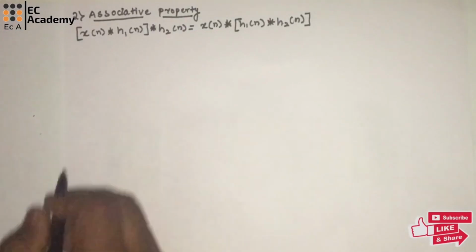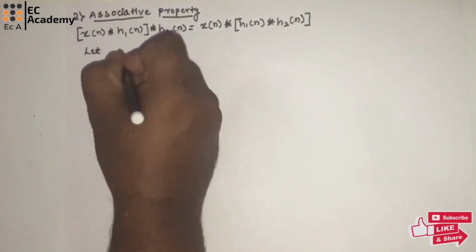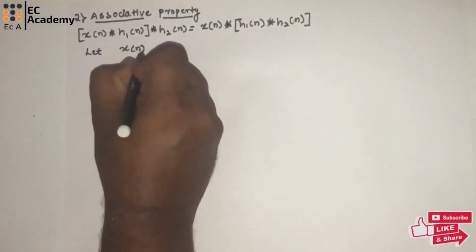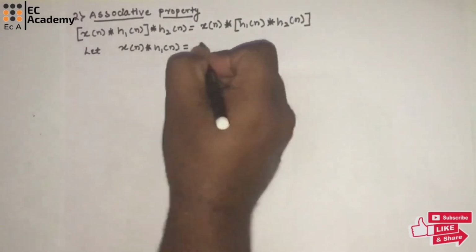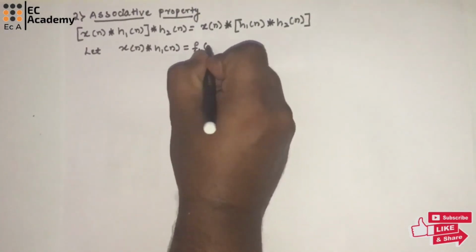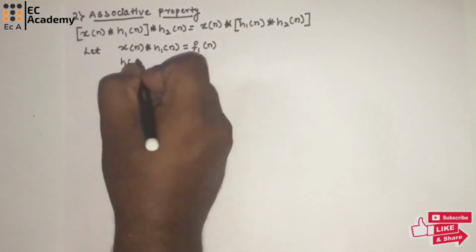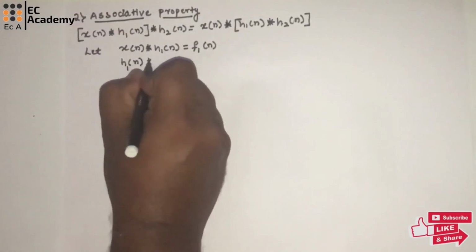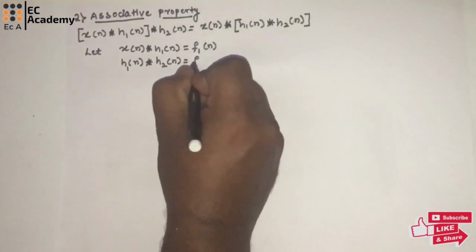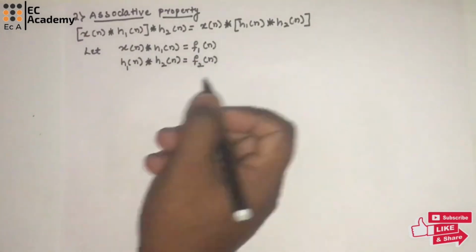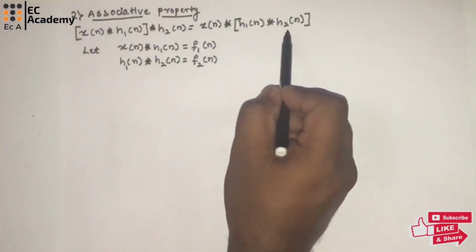So for this let us take x of n convoluted with h1 of n as f1 of n, and h1 of n convoluted with h2 of n as f2 of n. So what we are doing, we are taking this as f1 of n and we are taking this as f2 of n.